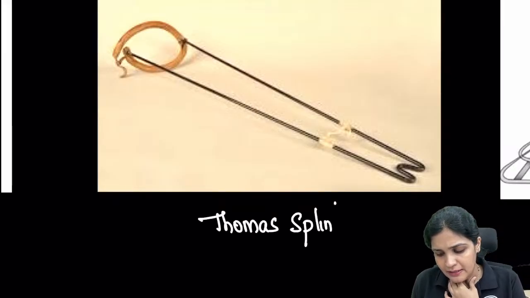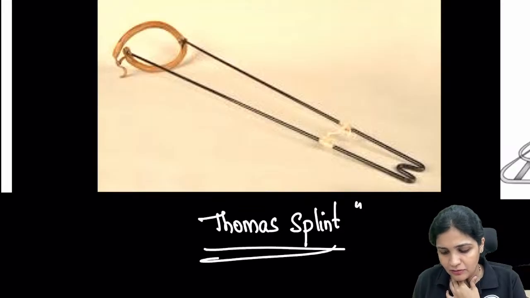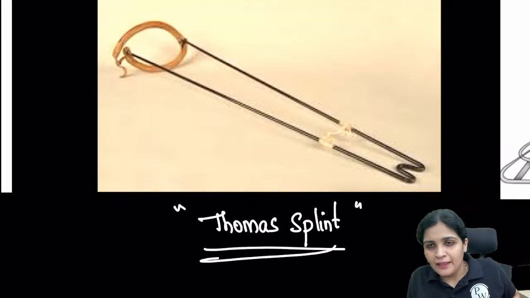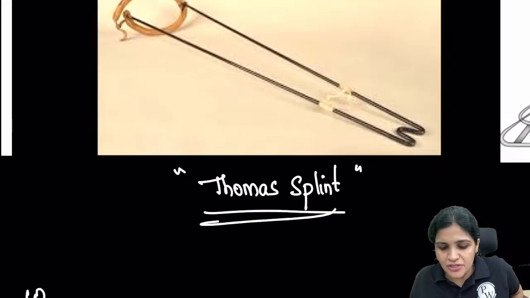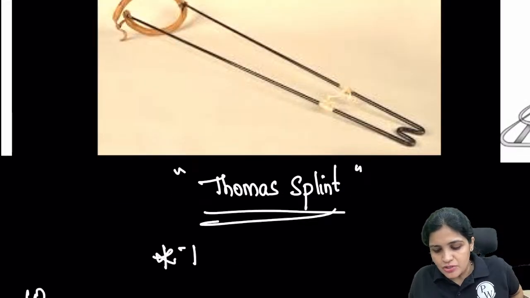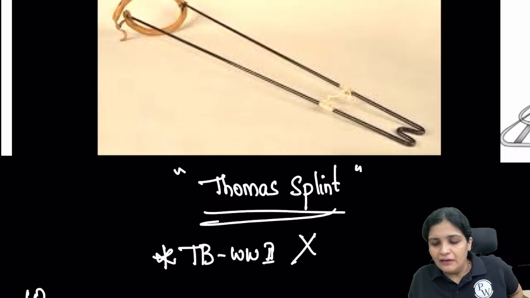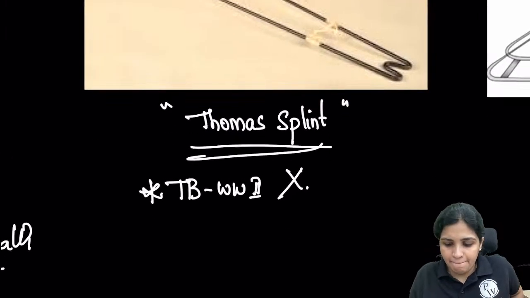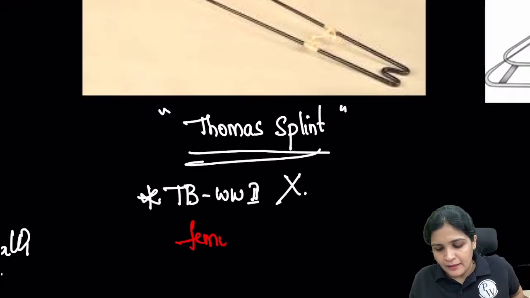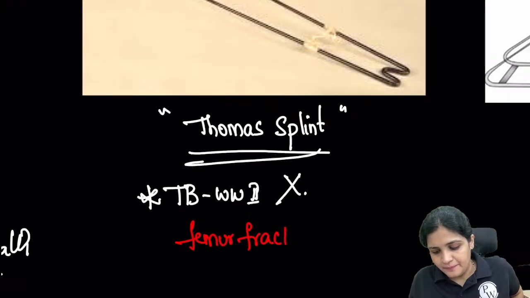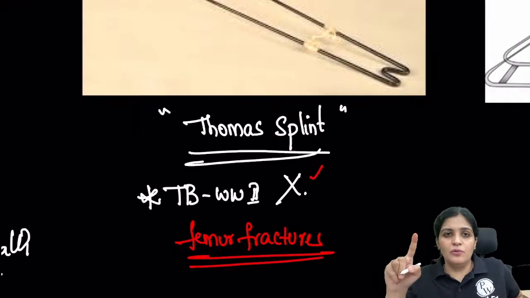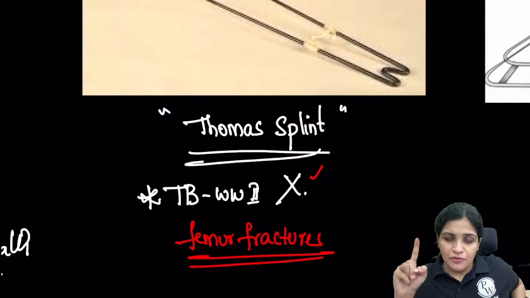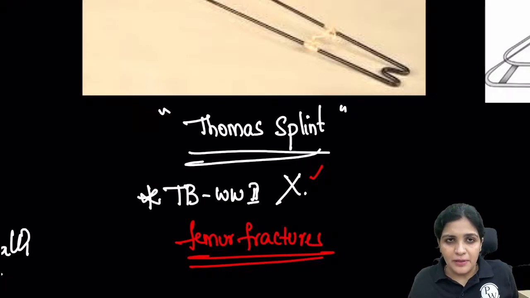What is this? Thomas, not Thompson. This is a Thomas splint. So where do we use this Thomas splint? Usually it was used in World War II for tuberculosis, but now we use it for femur fractures.